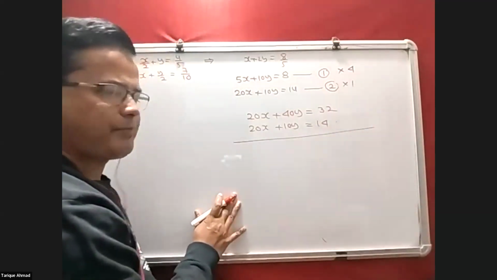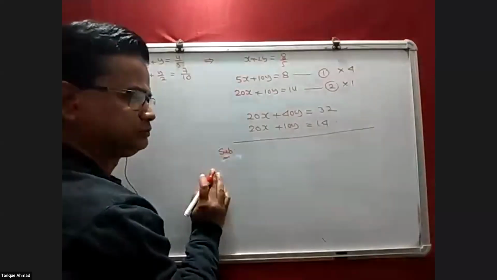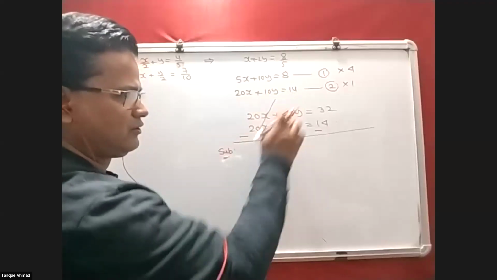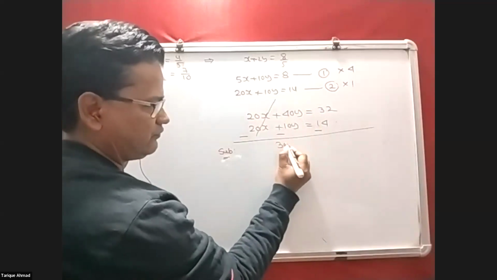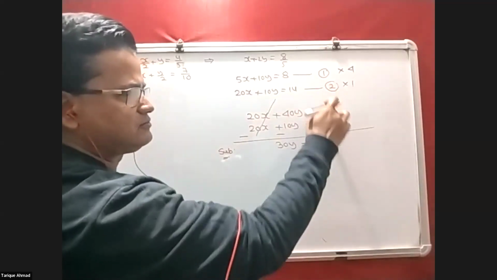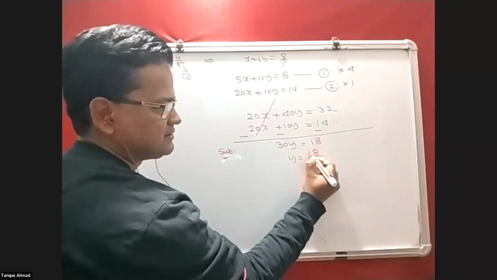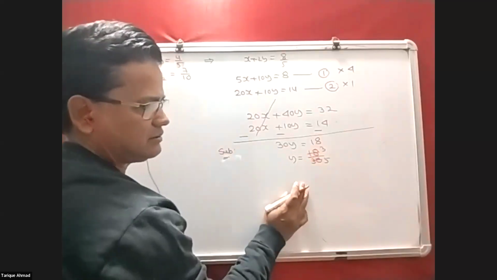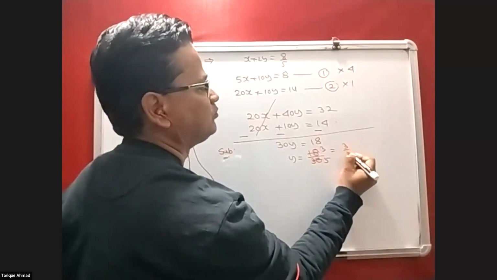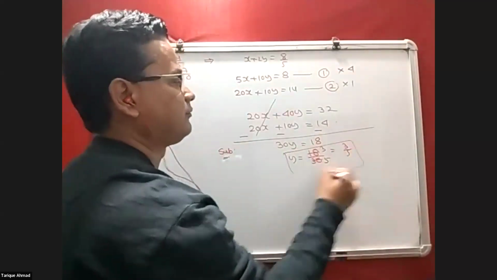Addition or subtraction? Subtraction. Now tell me the signs. Minus 20x minus 10y minus 14. Correct. This is cancelled. 40 minus 10, 30y. 32 minus 14, 18. Y is 18 by 30. 6 3s are 18, 6 5s are 30. 3 by 5. So we are getting y as 3 by 5.